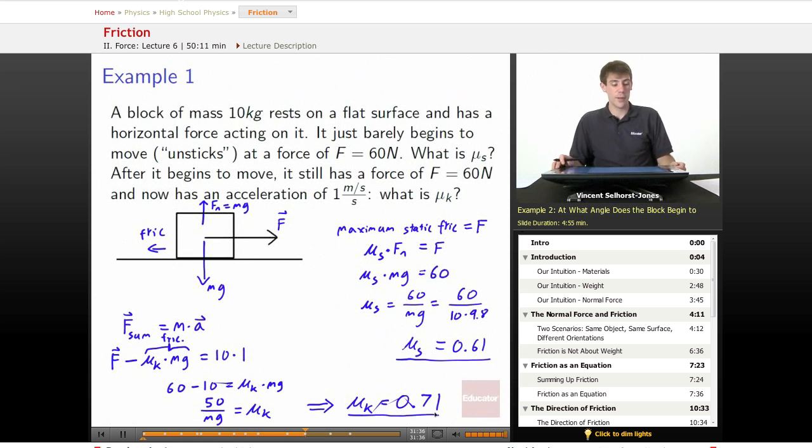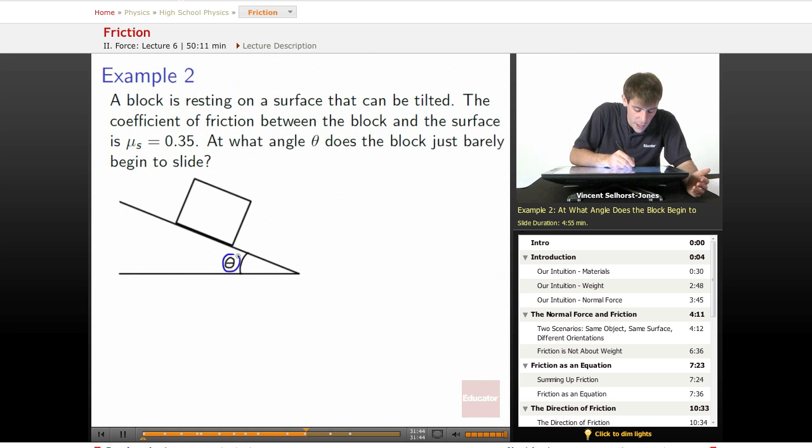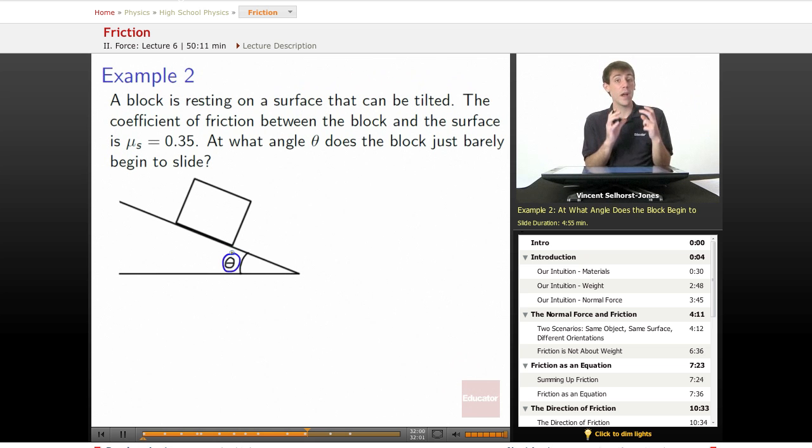All right, next example. For this example, we've got a block resting on a surface that can be tilted, so we've got some tilt theta on our surface. The coefficient of friction between the block and the surface is mu static equals 0.35. What angle theta will the block barely begin to slide? What is that instantaneous, razor's edge breakover point between staying still relative to the incline and suddenly starting to move along the incline?